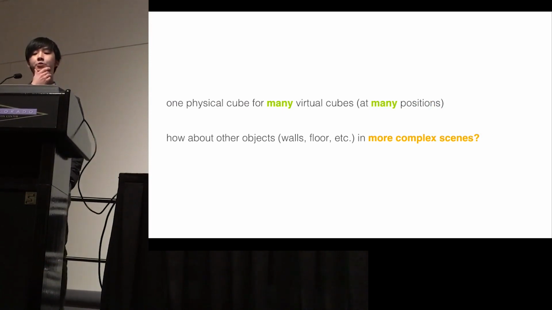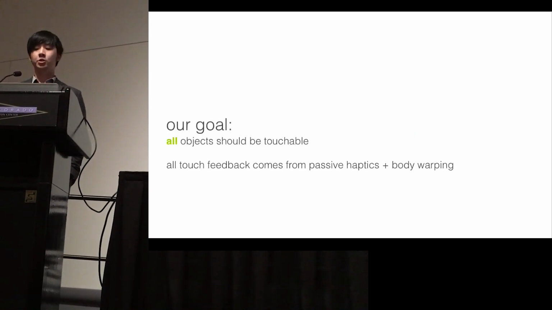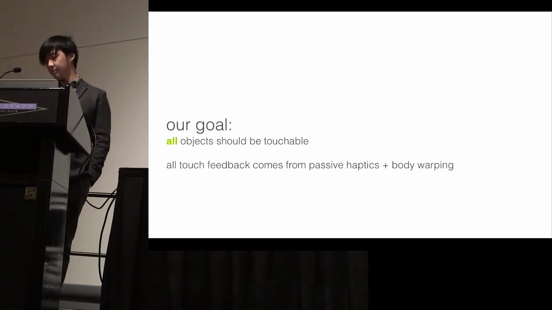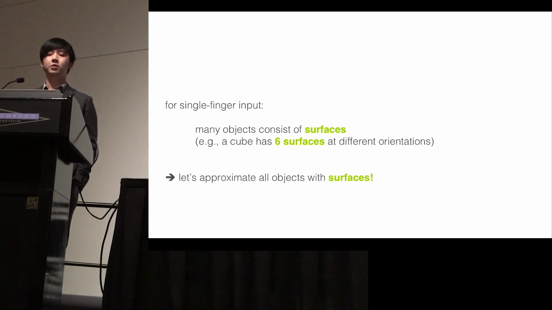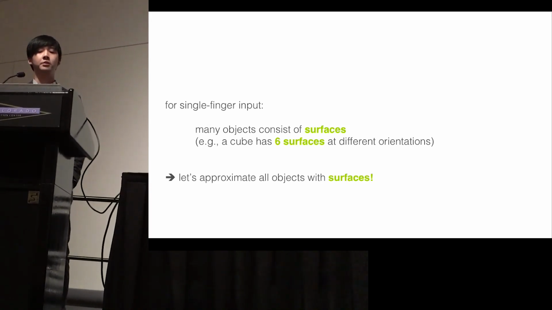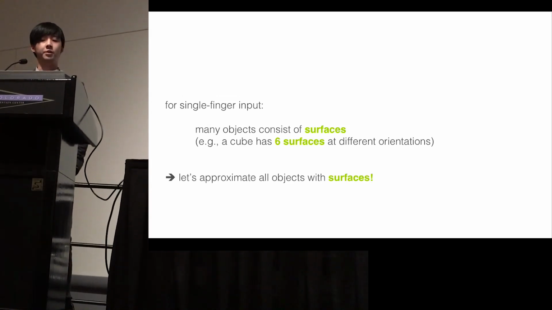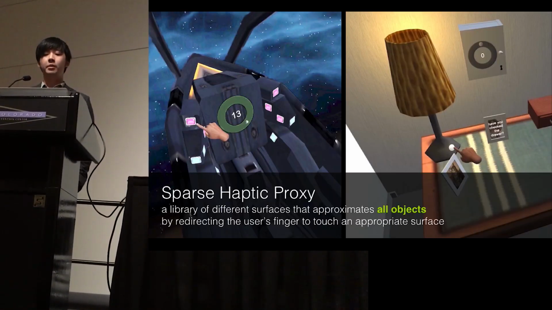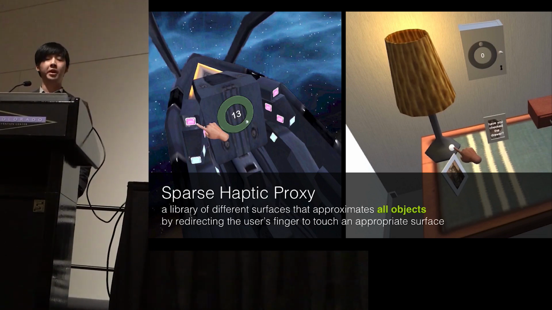But now how about other objects like walls, floor, etc. in more complex scenes? So our goal here is to make all objects touchable, and all touch feedback comes from passive haptics plus body warping. If we only focus on single finger touch now, many objects consist of surfaces. For example, the cube consists of 6 surfaces in different orientations. So let's just approximate them with surfaces first. So Sparse Haptic Proxy is a library of different surfaces that approximates all objects by redirecting the user's finger to touch an appropriate surface.